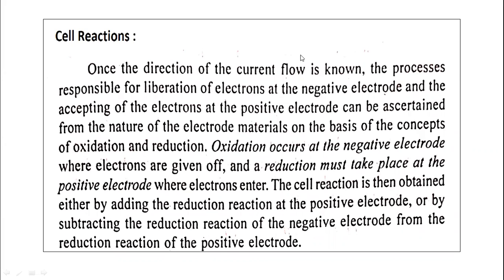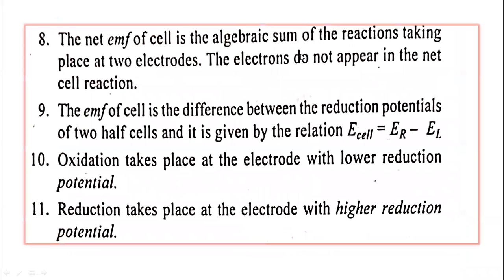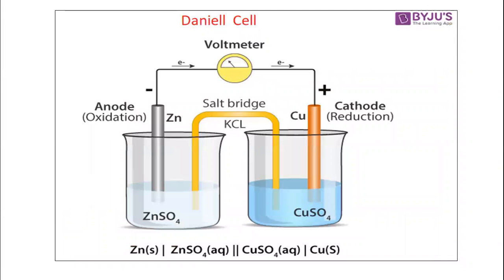And we also know that at the left hand side electrode, an oxidation reaction takes place, and the electrons are liberated there. And the current is flowing from the left side to the right side. As we have shown in this Daniel cell, you can see the current is flowing from LHS to the RHS.